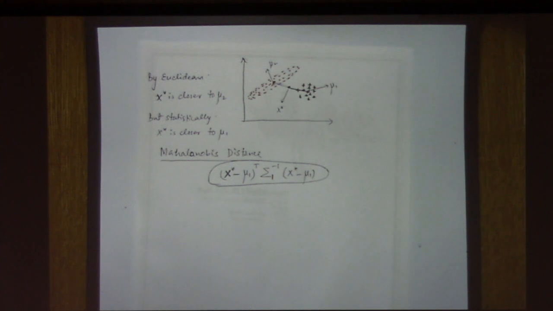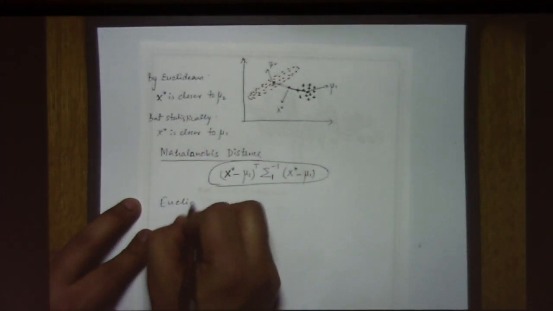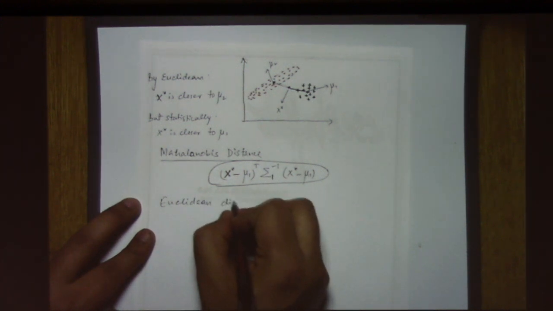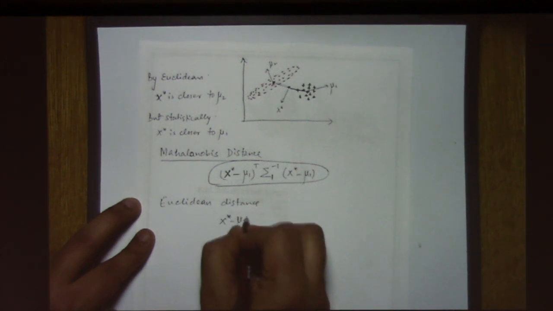All right. So if you look at Euclidean distance, mathematically, Euclidean distance can be written as this, even though I wrote a different formula earlier. But in the vector notation, it can be written as this.